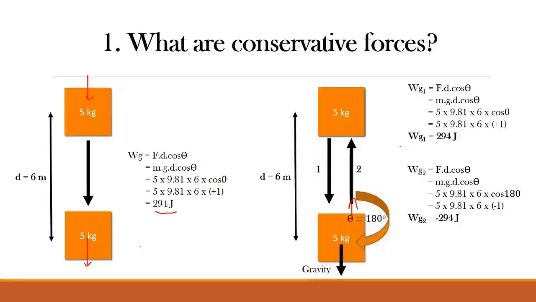Now let us calculate the work done for the total process. Total work done is equal to the summation of Wg1 plus Wg2, that is 294 minus 294 equal to 0. So this is the proof of the conservative force. That is, the net work done due to the force acting on this body will be equal to 0 when it is in a closed loop.